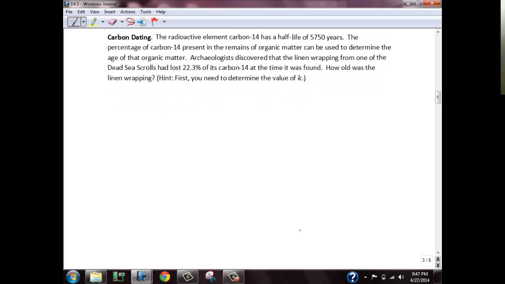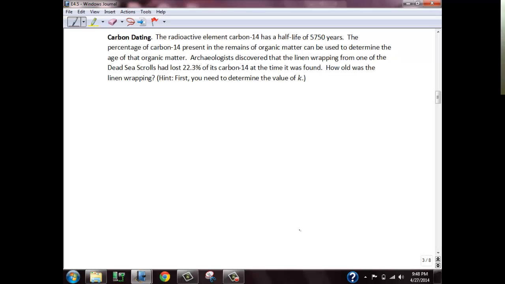This one is talking about carbon dating. It says the radioactive element in carbon-14 has a half-life of 5,750 years. The percentage of carbon-14 present in the remains of organic matter can be used to determine the age of that organic matter. Archaeologists discovered that the linen wrapping from one of the Dead Sea Scrolls had lost 22.3% of its carbon-14 at the time it was found. How old was the linen wrapping? And it says, hint, you first need to determine the value of k.